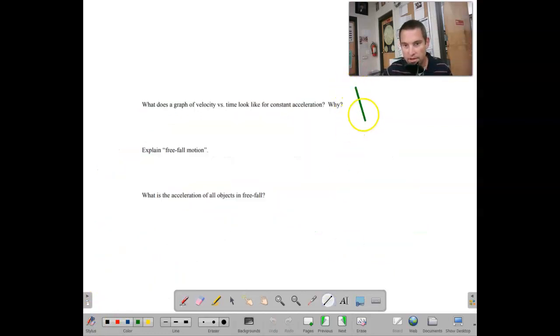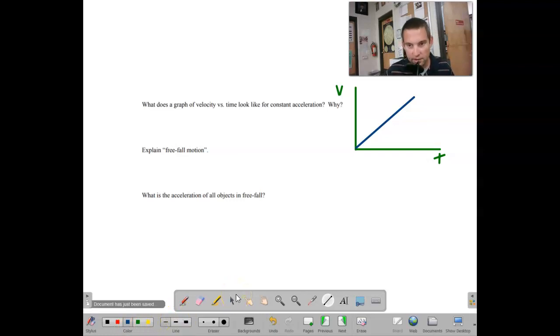Velocity versus time for constant acceleration. Well, we know that the slope of velocity versus time is, yes, acceleration. So that means our slope should be constant. It's not changing. Any point on this line is going to be the same. So slope is acceleration. That is why the slope of a velocity versus time graph is acceleration. The slope of a position versus time graph is velocity.